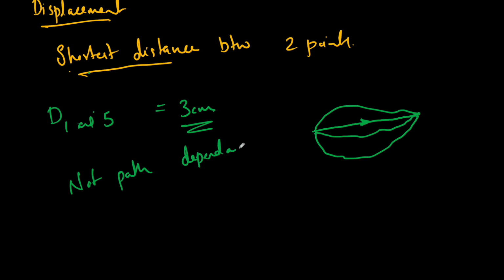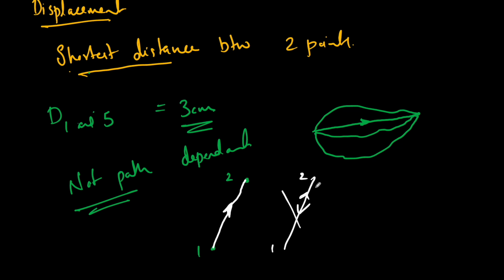It depends only on the initial point and final point. If this is the initial point and this is the final point, then the displacement will be the straight line connecting these two. And it is a vector quantity. Vector quantity means it has direction. The direction will always be from the first point to the second point. The straight line can have two arrows, but in the case of displacement, the arrow must be from the initial point to the final point.